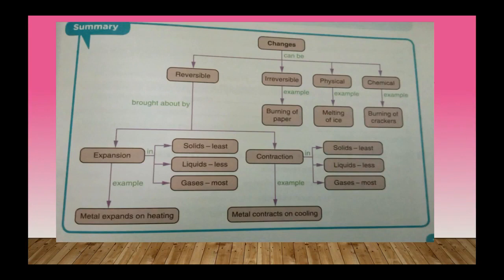Then irreversible: burning of paper. Once the paper is burned, we are not able to retain the paper in its original state, right? Then physical change, melting of ice. Physical and reversible change are nearly the same. Similarly, irreversible and chemical change are nearly the same, right? Chemical change, burning of crackers. Once the crackers are burned, we are not able to retain the cracker as we had it earlier, right? These are the things we are going to discuss in this unit.